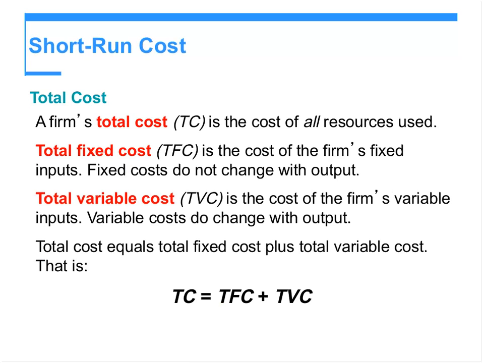But total variable cost, which we show with TVC, is the cost of the firm's variable input. Variable costs do change with output. For example, if the number of products increases, the material you use definitely increases. If the number of products increases, the workers working, if their number varies based on the number of production, increases. If not, then it's fixed cost. So total cost equals total fixed cost plus total variable cost. So basically, TC equals TFC plus TVC.